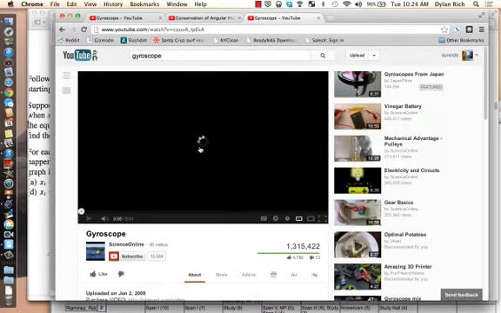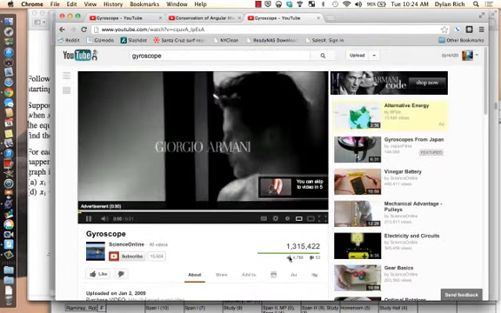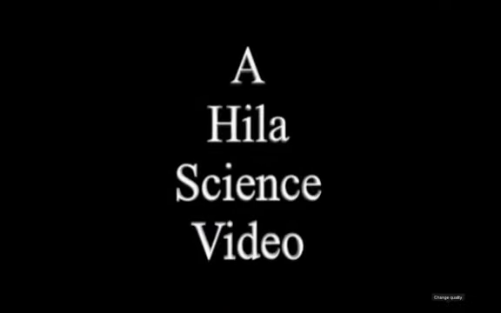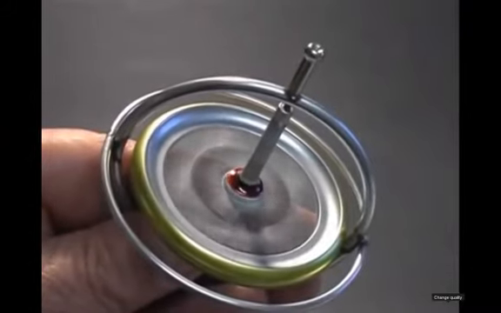Okay. This is not a gyroscope, obviously. So that thing he was spinning was basically, and I want you to think about it, it's basically like a gyroscope.